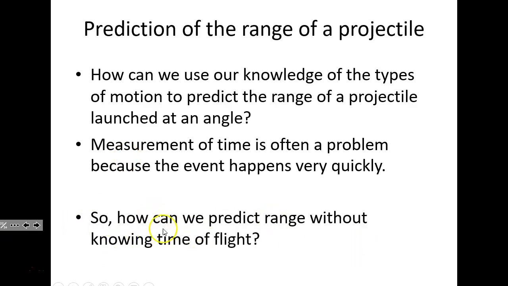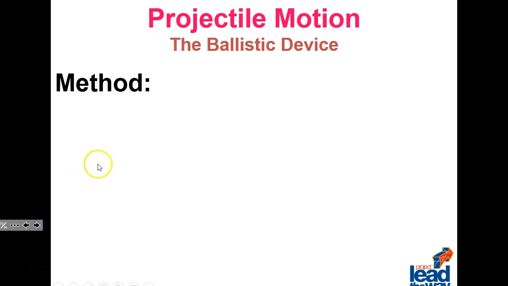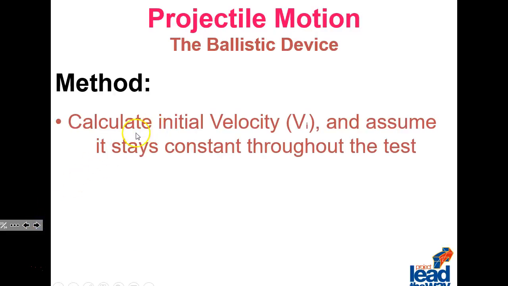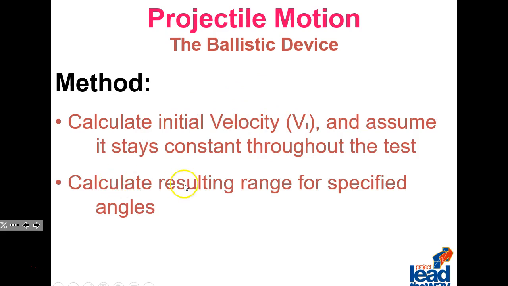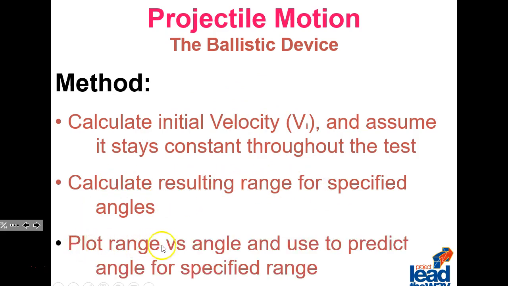So how can you predict range without knowing the time of flight? And that's really what we're going to look at here in the end of this presentation. And this is the method. First, calculate the initial velocity and assume that it stays constant throughout the test. So if we're going to launch, we would say that we would have a constant launch velocity. Calculate the resulting range for the specified angles, and then you plot the range versus the angle and use that to predict the angle for the specified range.